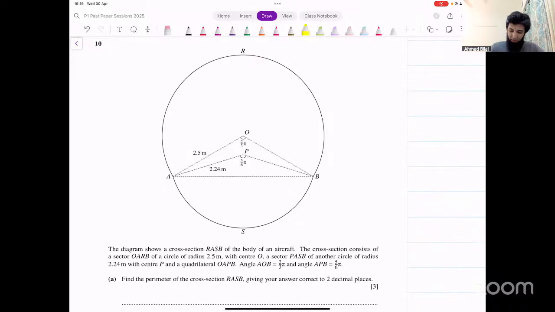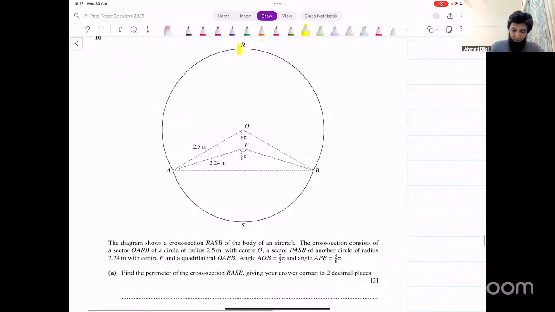This whole thing is the cross section, all of this. Now it consists of two parts. One is a sector with the bigger circle, 2.5 meter radius, and the other is a sector of a circle with a smaller radius. One has center O and the other has center P. These are the two centers, and we've got the angles given as well.